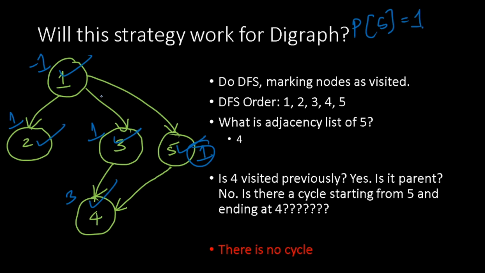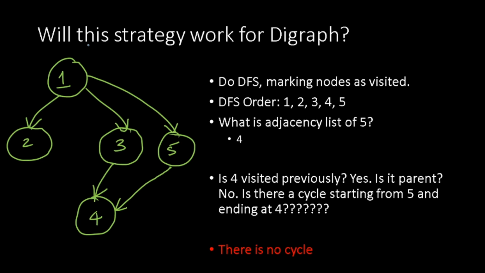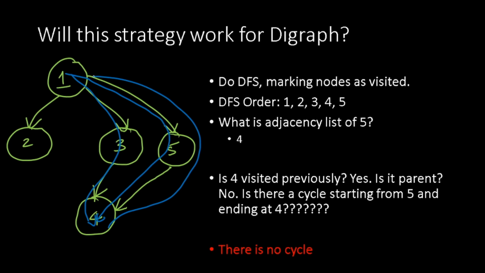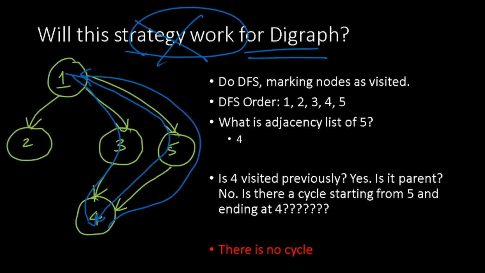So in other words, we would say that there is a cycle from 4 to 5. Can we do that? No, we can't. If you pay very close attention to this digraph, there is a route from 1 to 4 and there is another route from 1 to 4. Both routes start from 1 and end up at 4. There is no cycle. For a cycle, there should have been a path back from 4 to 1, which is not the case. So this strategy will not work for a digraph. I hope that is clear.